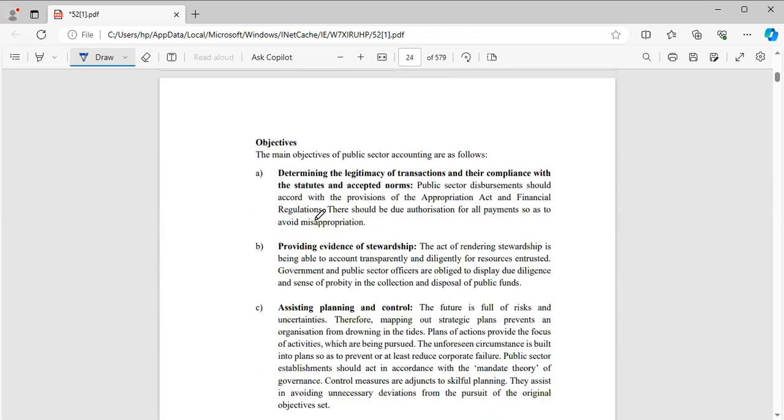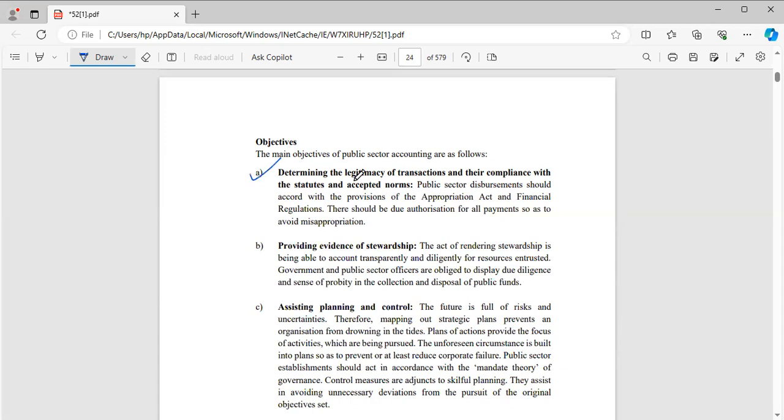All right, now what are the objectives? The main objective of public sector accounting. Why must we account for public sector organizations? If we are accounting for the private sector, is it also important that we extend this accounting to the public sector? Let us see the reasons, or the objectives, for accounting for the public sector. I hope you are following me.